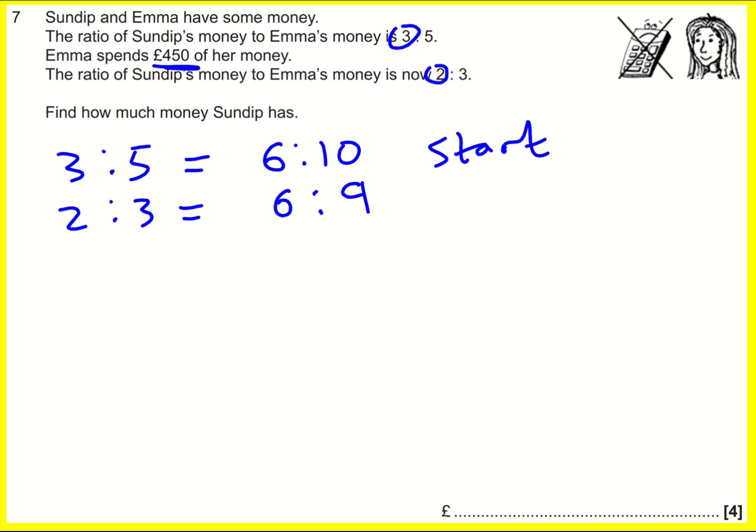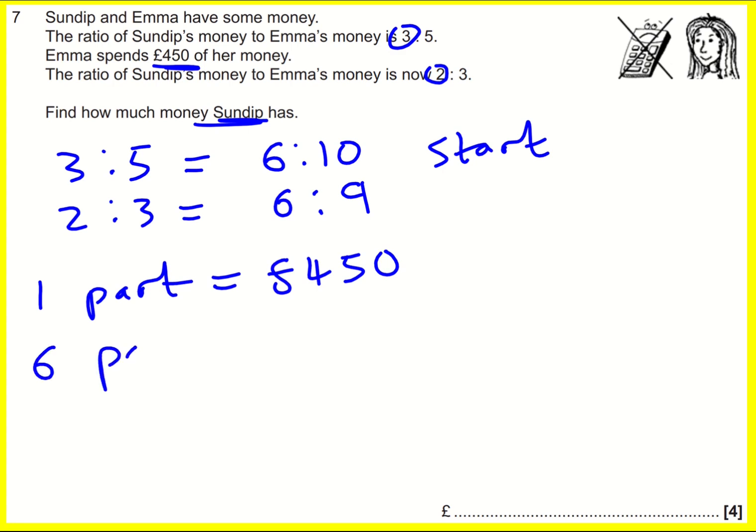So I could draw a bar model to represent this, but I'm not going to here. I can see that one part equals £450. Okay, and then I just need to find out, the question is how much Sundip has. Well, she's got 6 parts, so 6 parts is 6 lots of £450. Okay, then I just need to figure that out.